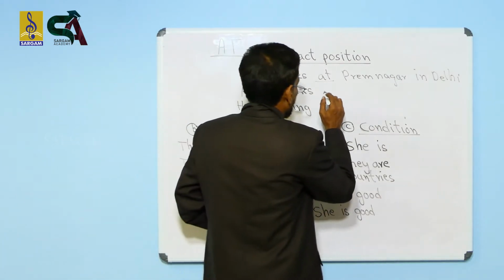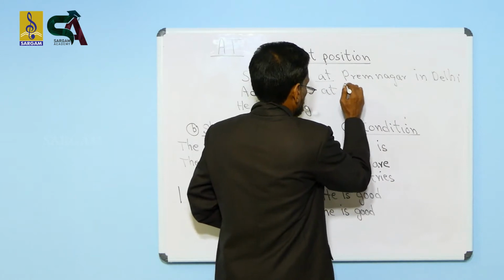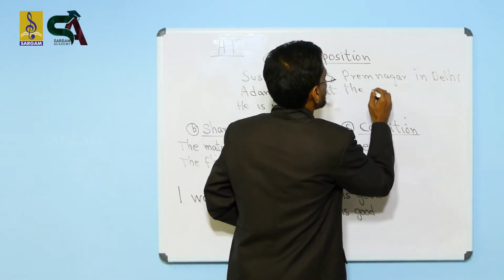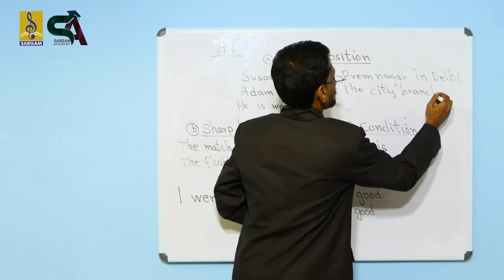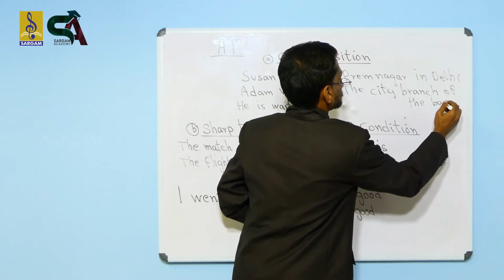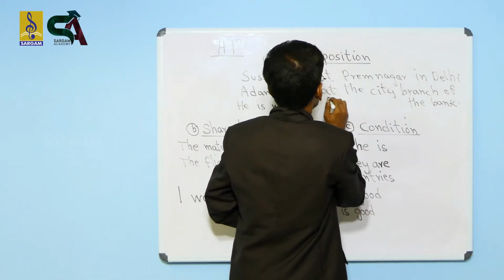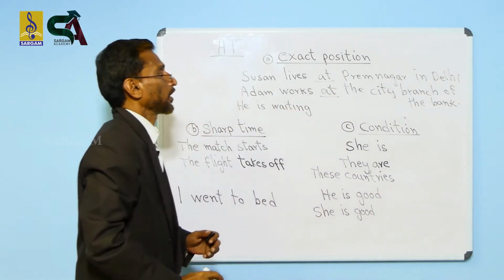Adam works at the city branch of the bank. Where does Adam work? He works at the city branch of the bank.